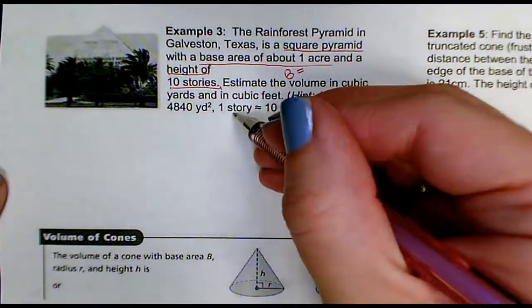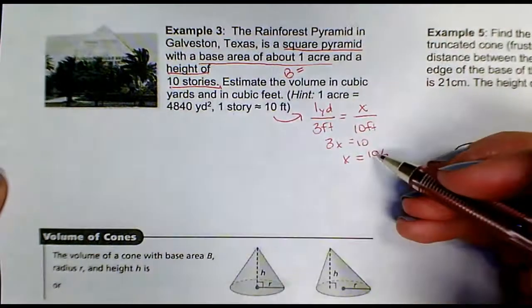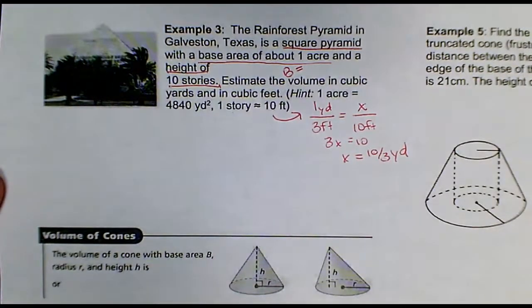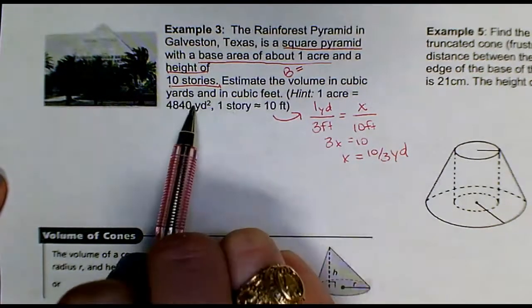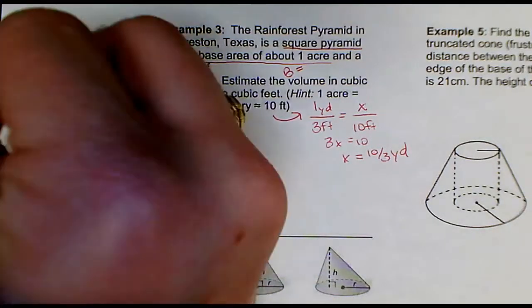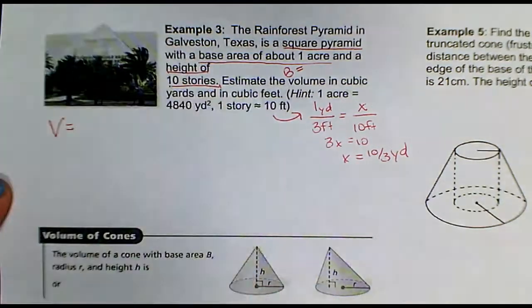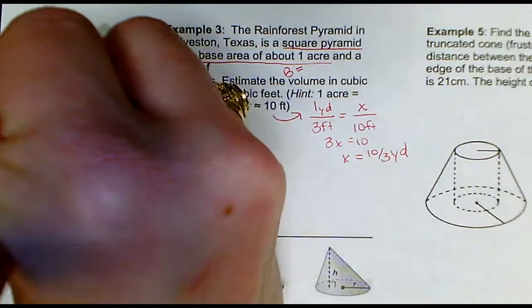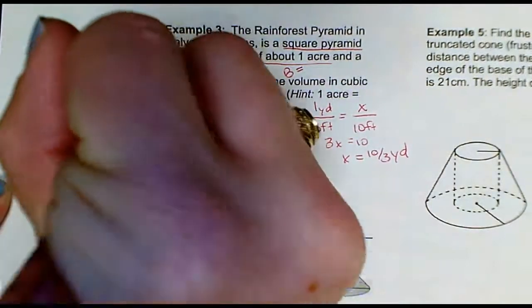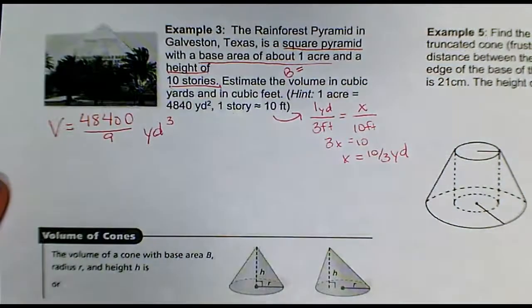So this 1 story is actually 10/3 yards. So I'm going to use this and this to get my answer. Now my answer for the final volume is 48400 over 9 yards cubed. So this is my answer.